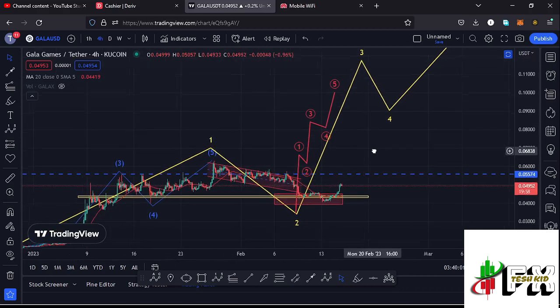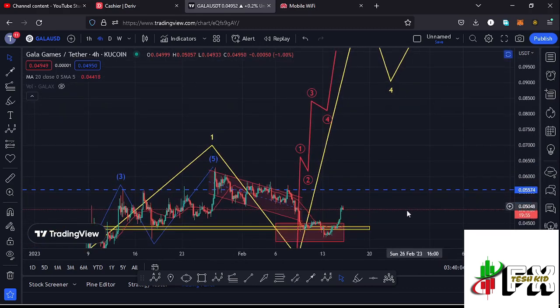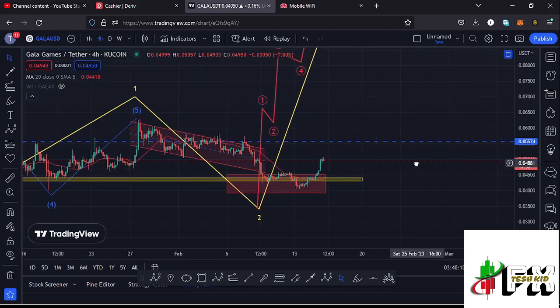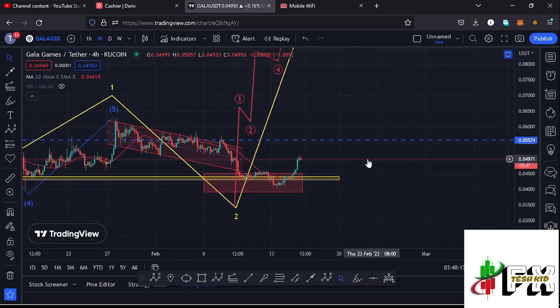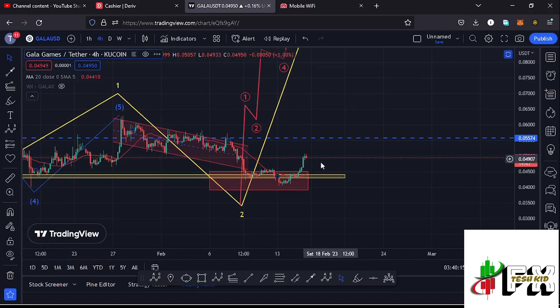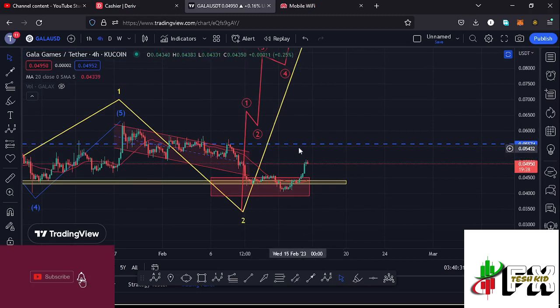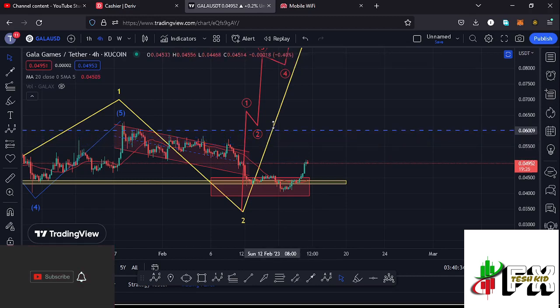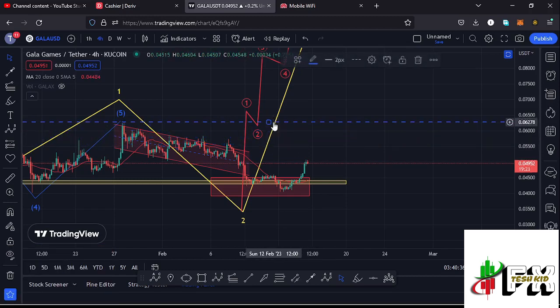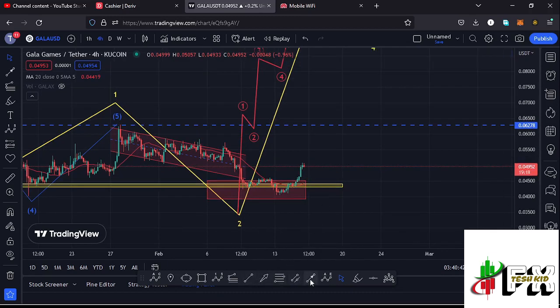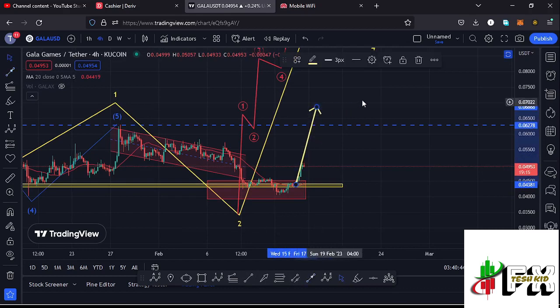And for that wave 3 to also play out, there are key moves that I'm also expecting here on the Gala Games chart. The first one is that we need to continue holding above the 20-day MA here on the 4-hour chart. We also need to continue holding above the support zone at around the $0.04381 mark, and once those two moves continue to play out, then I believe Gala Games will have the support that we need for us to continue pushing even higher, and also give us a break above the wave 1 high, which I can mark over here using this dotted line at around the $0.06278 mark.